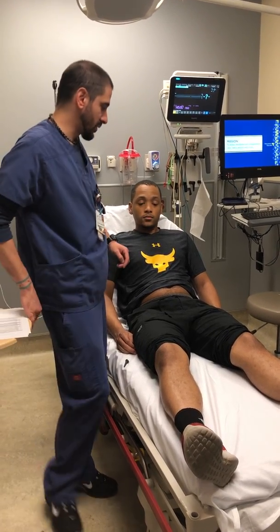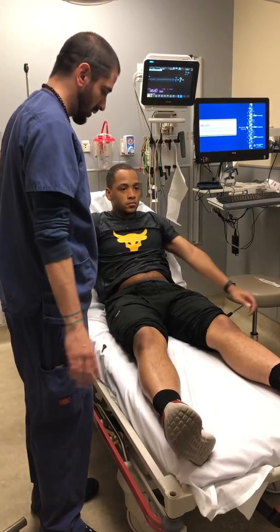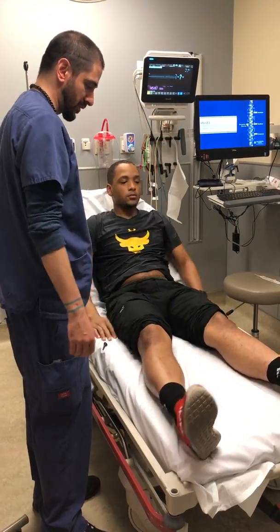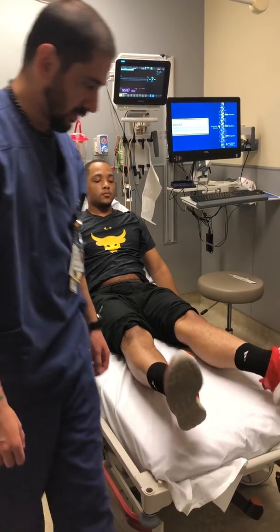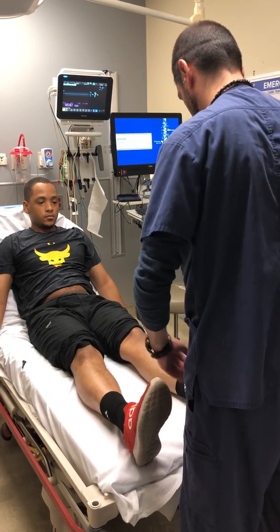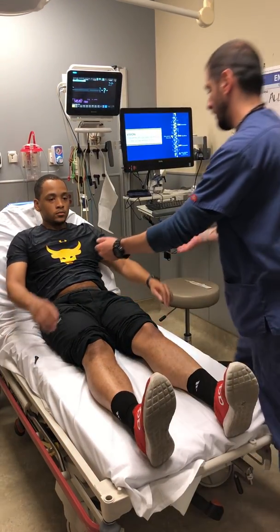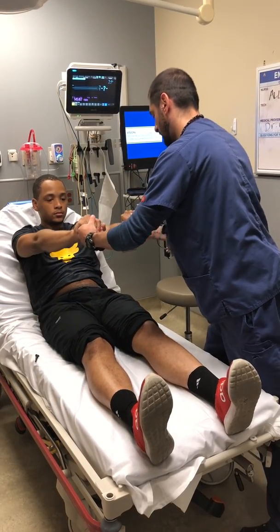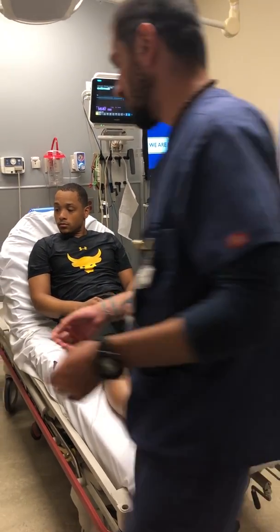Okay, so assessing range of motion, can you move your arms? Any complication there? No. Can you raise your legs? Can you move your ankles? Push against my hands. Pull back. Same thing with push against me. Pull back. No difficulty with movement or range of motion.